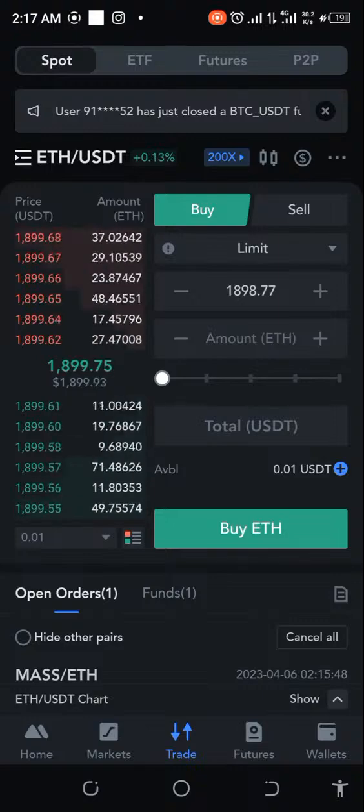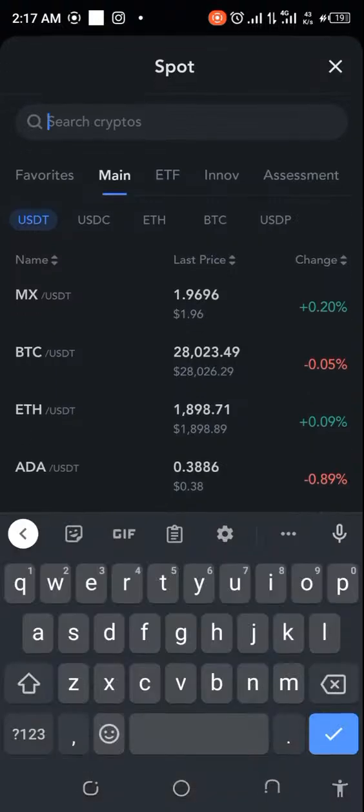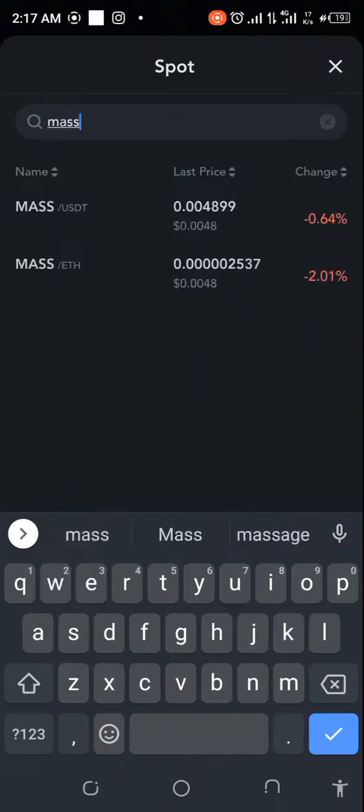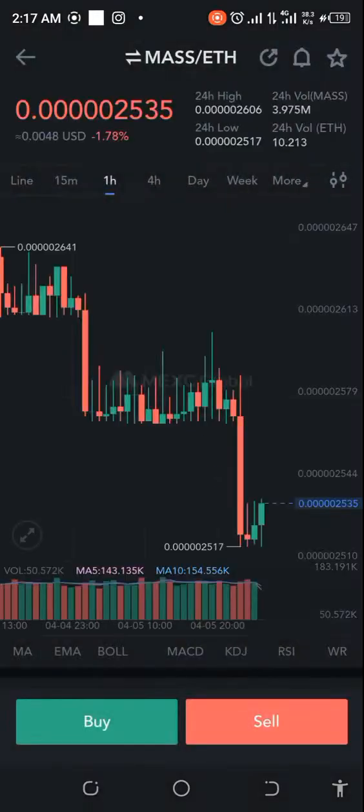Anyways, by the time we start seeing like 1900 and something, it might be good to consider to boomerang. But for now, let's get back and see what's happening in mass ETH. Let's just check that again. So we will check the chart and see what it is looking like.